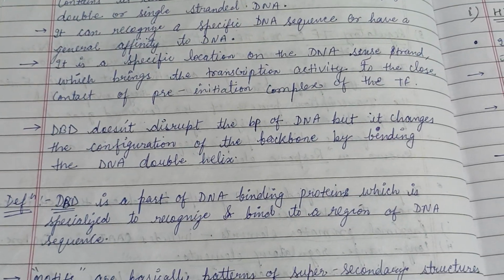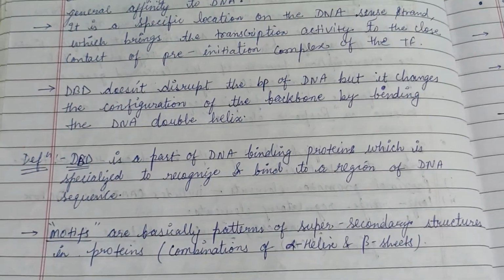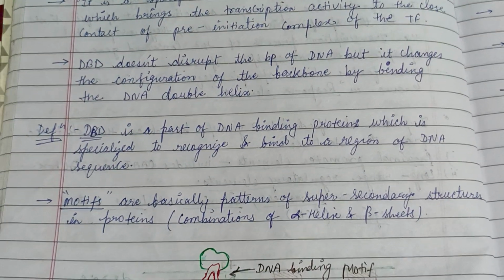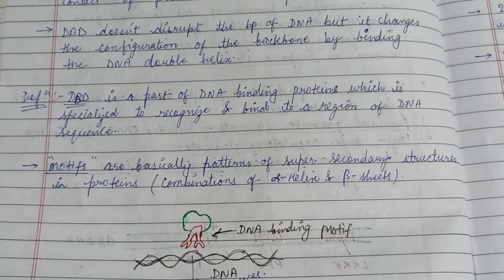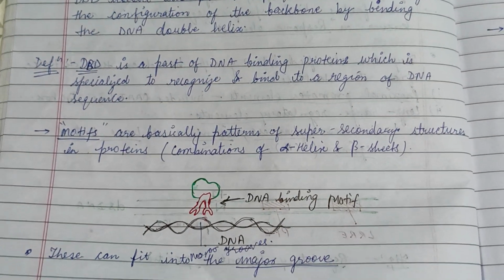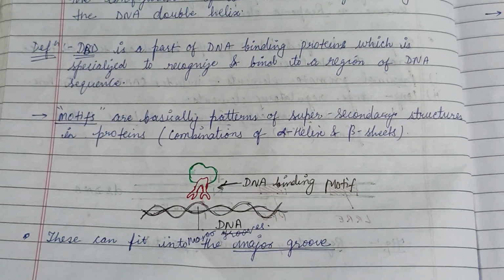A DNA binding domain doesn't disrupt the base pair of DNA, but it changes the configuration of the backbone by binding the DNA double helix. So it can be defined as a part of the DNA binding protein which is specialized to recognize and bind to a region of the DNA sequence.